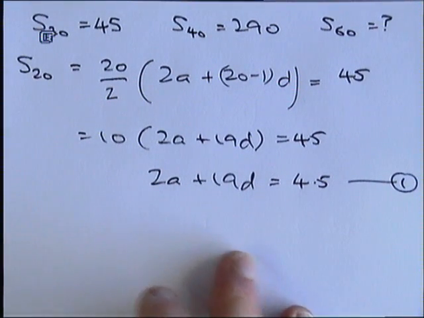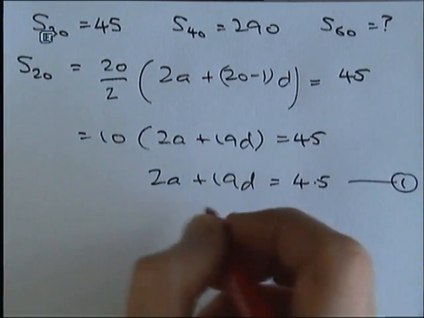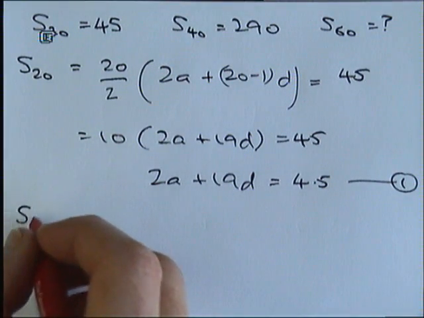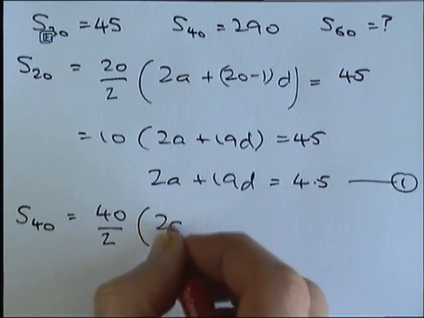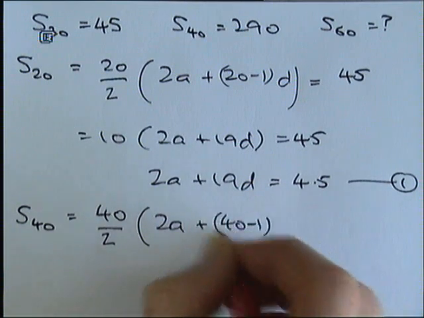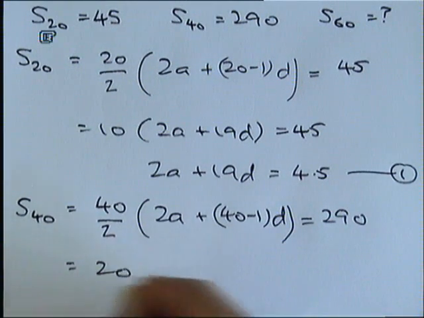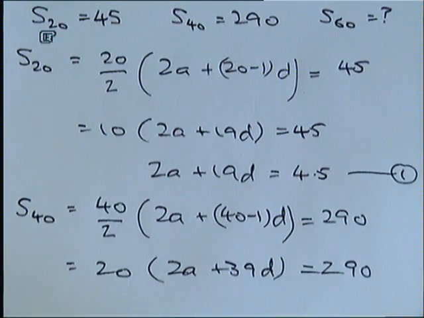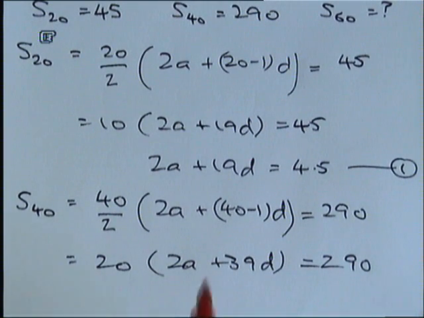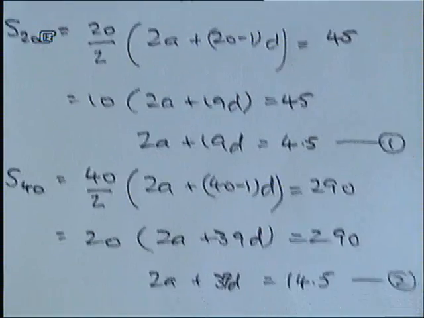What I'm going to do is get another equation similar to this now from the sum of the first 40 terms, and then I'll end up with a pair of simultaneous equations which I can solve. So doing the same thing now for the sum of the first 40 terms, that was n over 2, 2a plus n minus 1 d. And I know that equals 290. So I've got 20(2a plus 39d) equals 290. And if I divide both sides by 20, I'll get 2a plus 39d equals 14.5. And I'll call that equation 2.